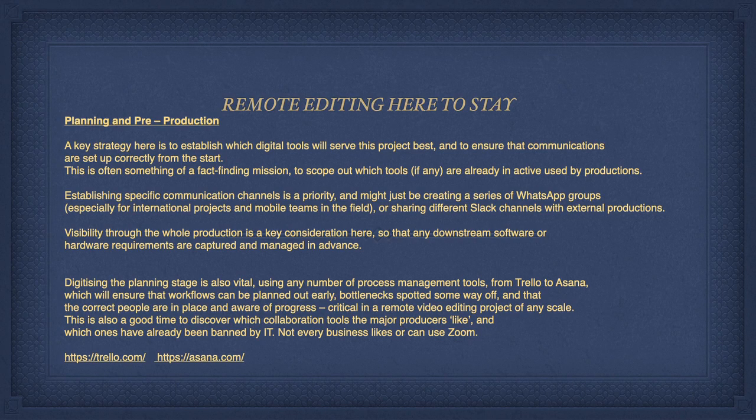What you don't want to be doing is on the first day of production thinking, oh, we're on different versions of the software and we can't communicate. So it's good to get all these things in place and started before you actually start the post-production. Digitizing the planning stage is also vital, using any number of process management tools. These can be things like Trello or Asana, which will ensure that workflows can be planned out early, bottlenecks spotted from some way off, and that the correct people are in place and aware of the progress.